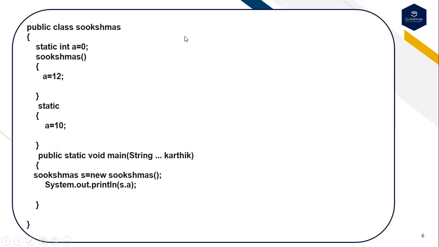The previous one was an instance variable, and this is a static variable. Now you can predict the output of this code: 0, or 12, or 10, or else it may generate a compile time error. Predict the output of this code.